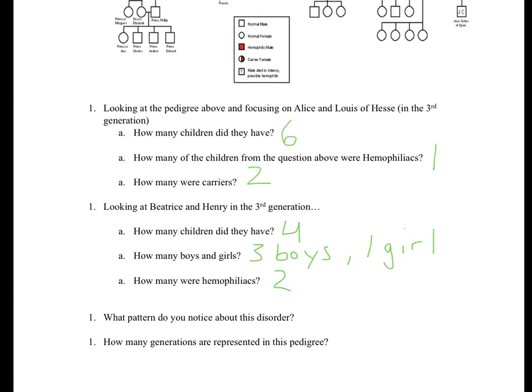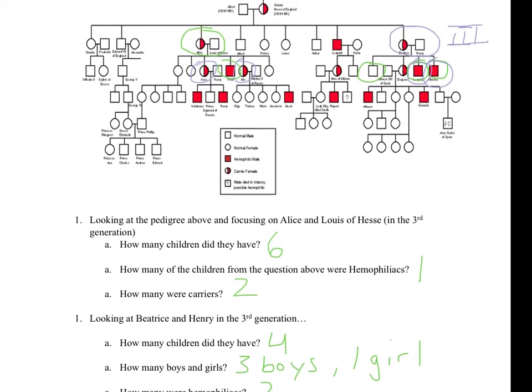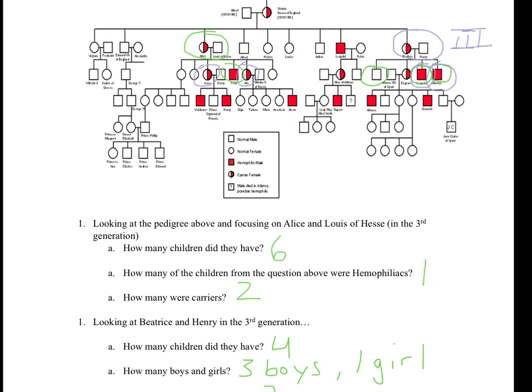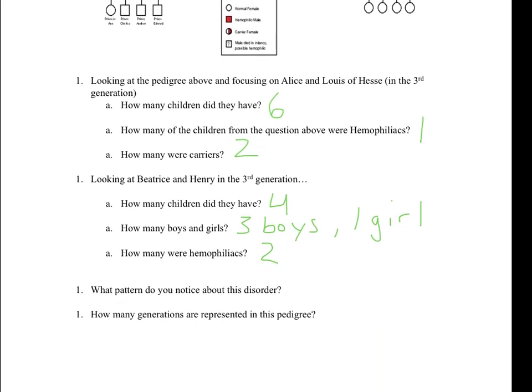The next question is, what pattern do you notice about this disorder? And to answer that, you really have to study the pedigree a bit. And if you look closely and pay attention, you will notice 2 things. Number 1, that it's all males that are affected with this disorder. And 2, the carriers are females. So that is the answer to that question.